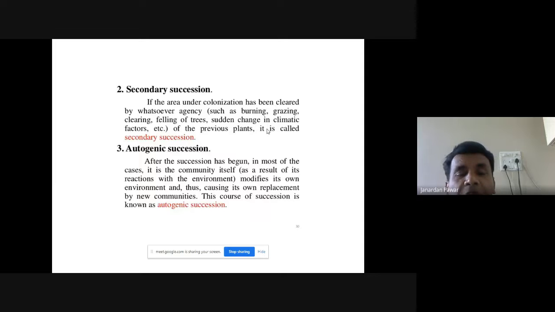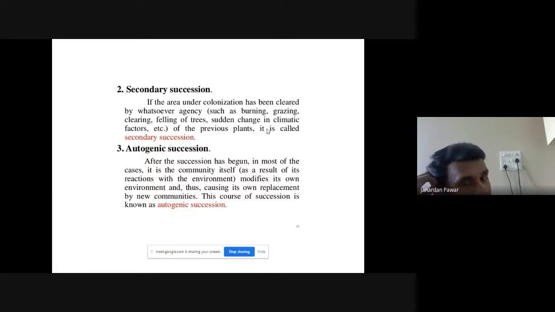So what happened here? Because of so many reasons, it takes place. Suppose you have some plants, some grass. If it is burnt, grazed, cleared, or filled by trees, or there is a sudden change in the climatic factors, then the next generation will come out of the first primary succession. It is called secondary succession. If you want to understand it, I will tell you in Marathi also.